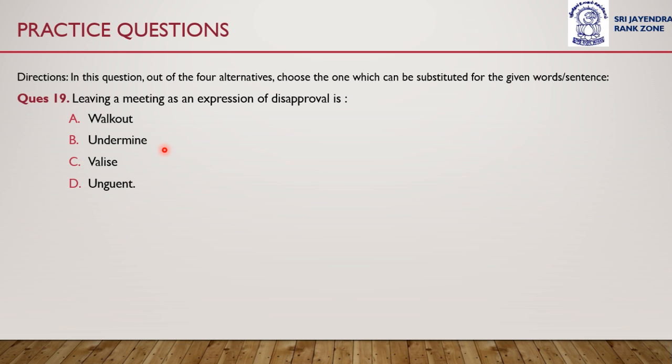Question number 19. Leaving a meeting as an expression of disapproval is called a walkout, undermine, option C, villize, or option D, unjoin. Walkout, undermine, villize, or unjoined.